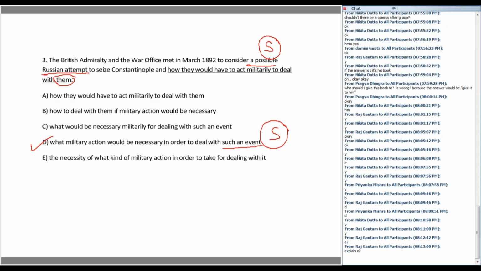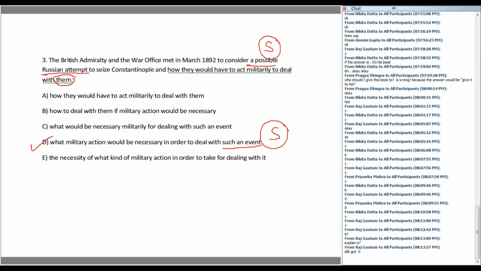Next one. Option E: the necessity of what kind of military action in order to take for dealing with it. Is it right? These two offices, the British Admiralty and War Office, met in March 1892 to consider X, and the necessity of what kind of military action in order to take for dealing with it. Grammatically incorrect. If you read the entire thing, it is grammatically incorrect.